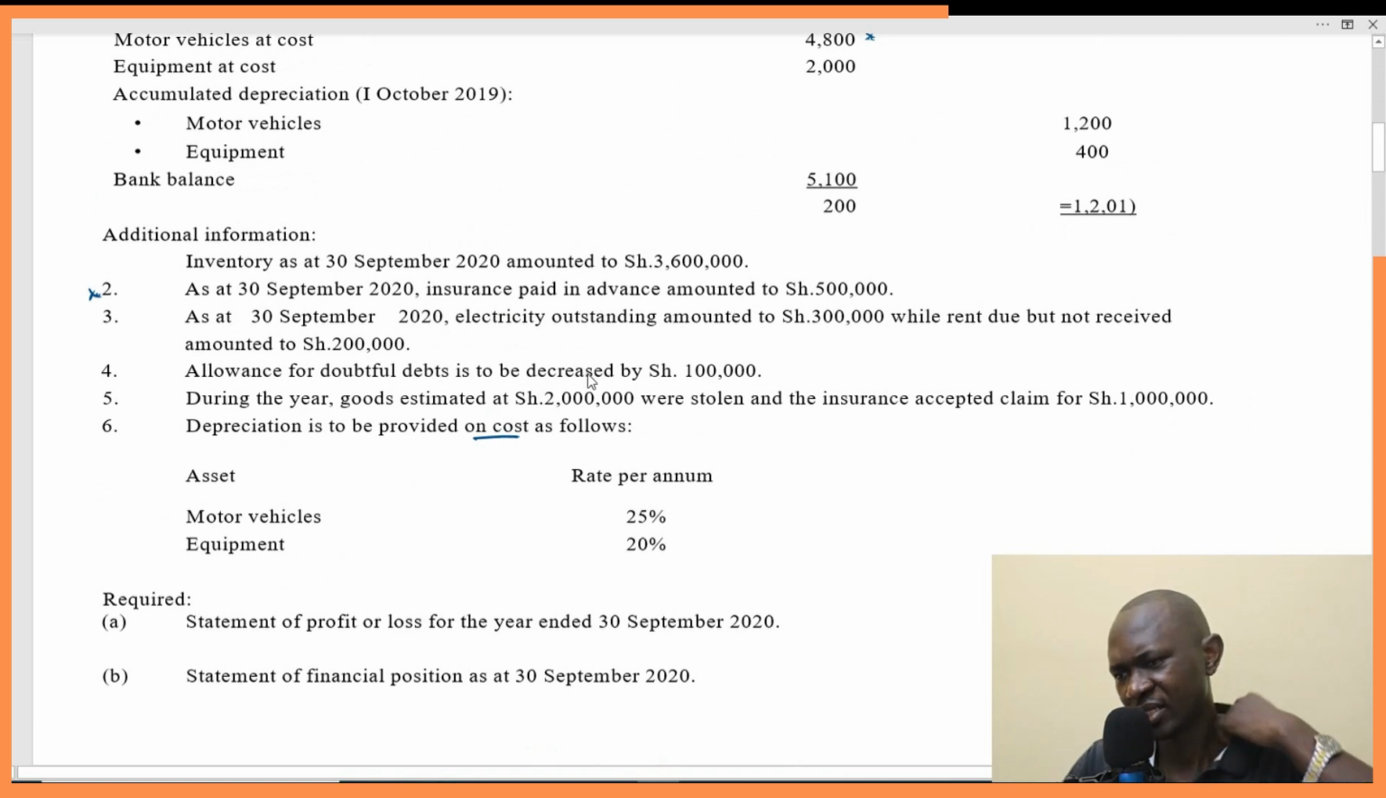Allowance for doubtful debts to be decreased. I think this one will put it under the liabilities. You can deduct it from the trade receivables, but let's just put it under the current liabilities.